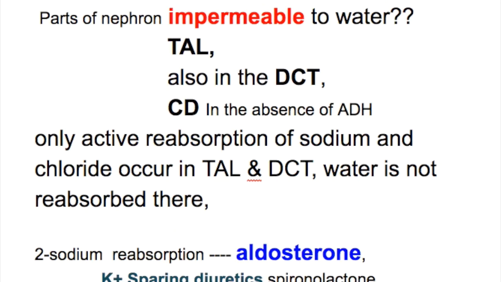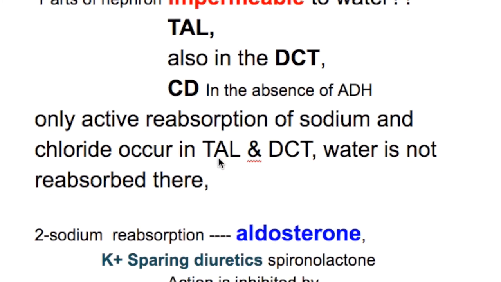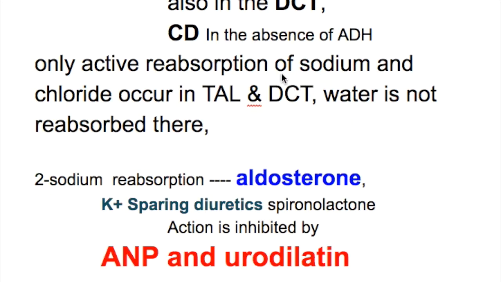What are the parts of the nephron which are impermeable to water? Number 1, the thick ascending limb of the loop of Henle. Number 2, the distal tubule. And number 3, the collecting duct in the absence of ADH. Only active reabsorption of sodium and chloride occurs in the thick ascending limb and distal tubule. Water is not absorbed there.